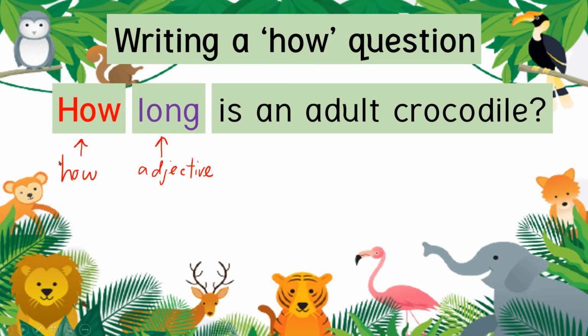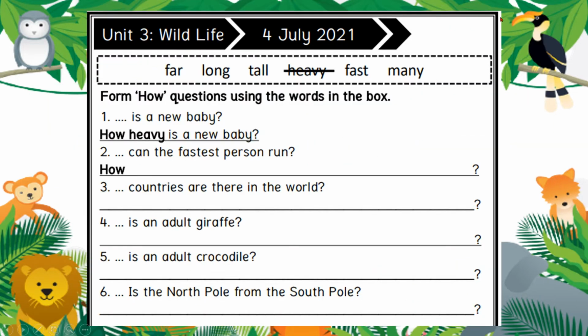How kat depan, mula-mula sekali how, and then the adjective. How long, how fat, how big, how small, how fast, how slow. Then belakang ni barulah apa yang awak nak tanya tu. The object you want to ask about. Okay. So for example in the module, in the page 4 July 2021 yang bahagian atas tu, up here are the adjectives. Atas ni adalah adjectives.